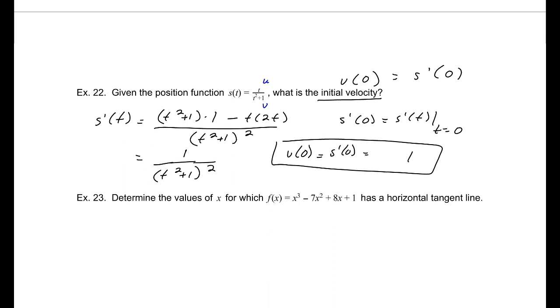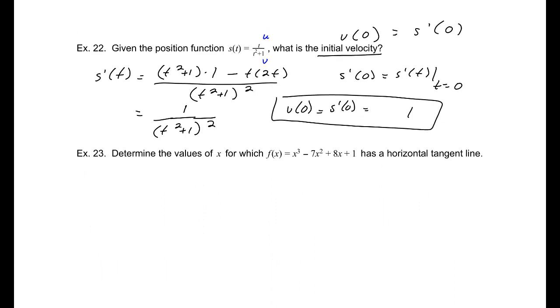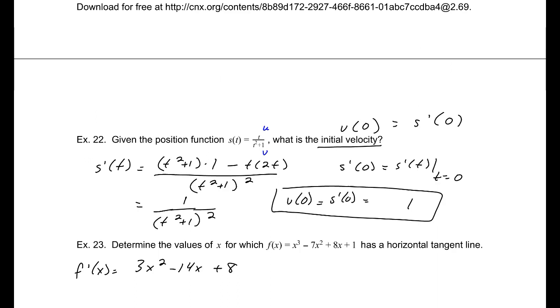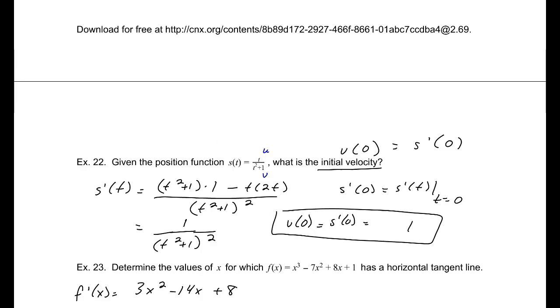All right, our last question, I believe, yes, our last one in this section, determine the values of x where this has a horizontal tangent line. So follow the same process we did in the last one. First, take the derivative, so 3x squared minus 14x plus 8. And it looks like we got this one free because that is the same function.